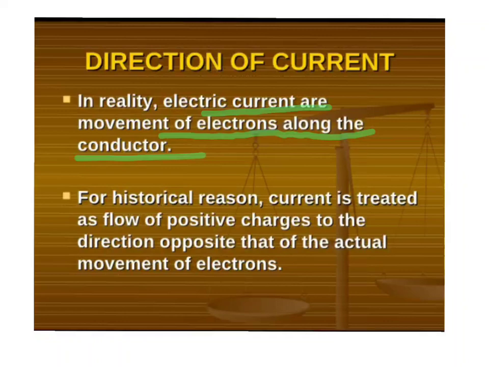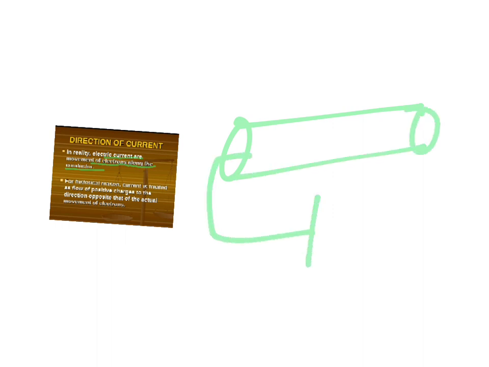So, what is the direction of electric current? If we take a conductor and this conductor is connected to a source of power, say a battery, what will be the direction of electric current in this circuit?